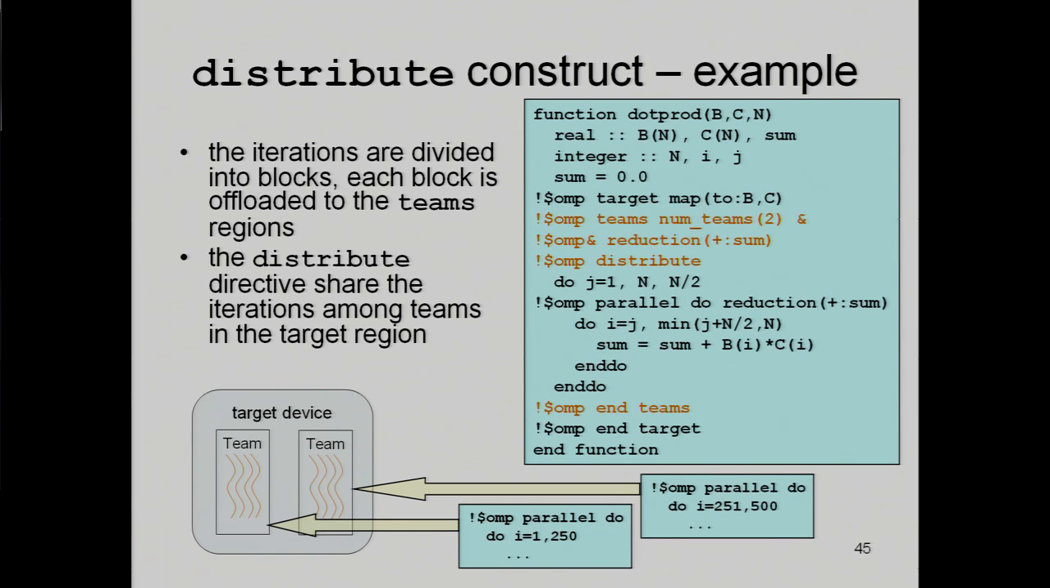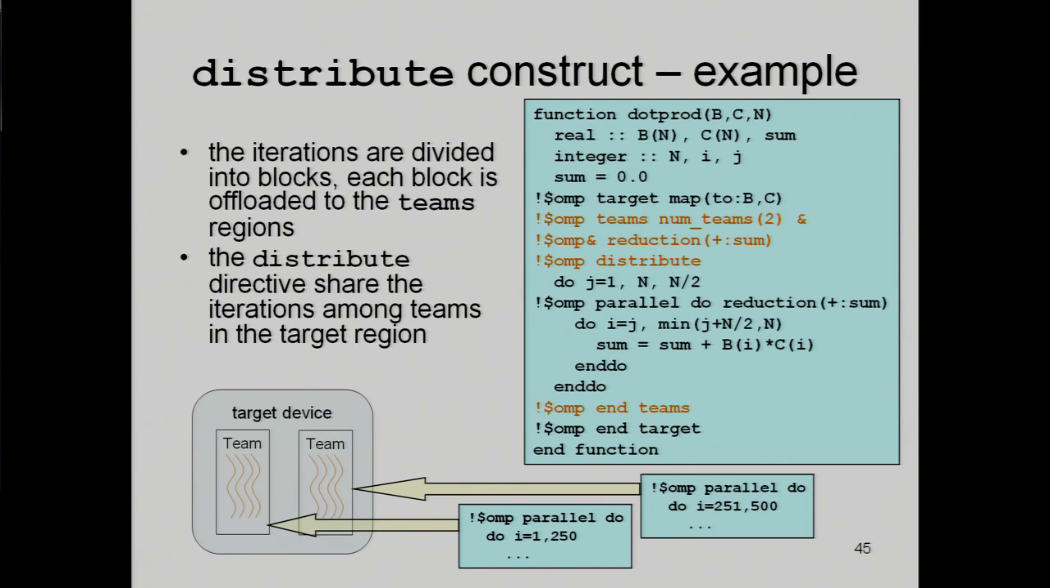Same old example, a little bit different. This is a dot product example, adapted again from the OpenMP examples document, I think. Just do a usual sum here. I map the whole data, array B and array C, into the target. Then I create two teams, num_teams specified as two, and I want to do a reduction. I also distribute this J loop among the teams. Then further within the teams, I do this parallel do reduction, and then get the result later on.